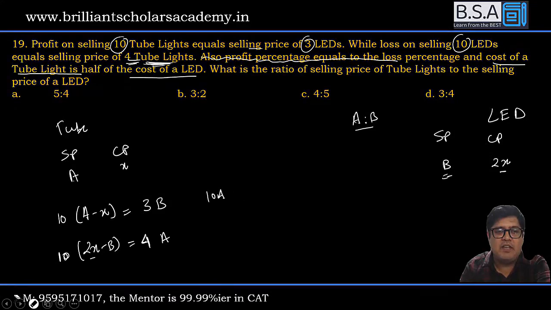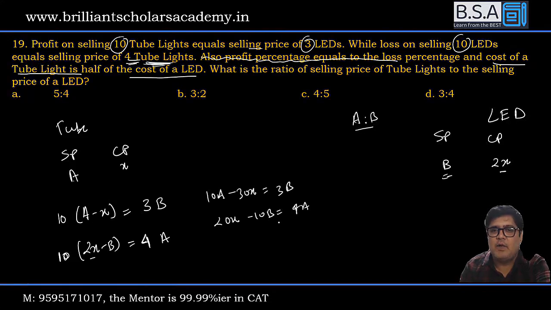10A minus 30x is equal to 3B. Here, 20x minus 10B is equal to 4A. So you take the value of x and equate on both sides. From here, can I say the first one is 10A minus 3B upon 10 upon 30? That is equal to x.